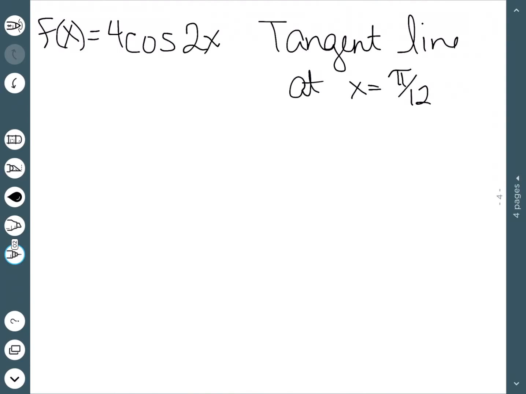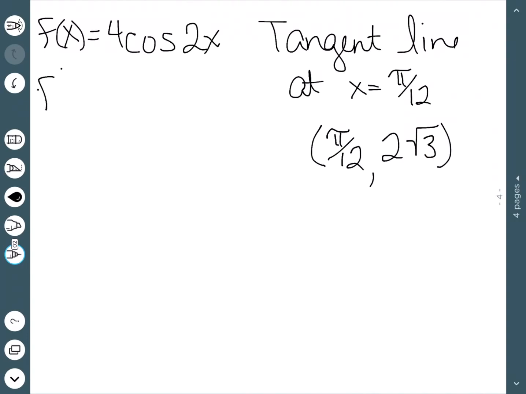This time I have the function 4 cosine 2x, and I want to find the tangent line at pi over 12. So my x value is pi over 12, and my y value, 2 times pi over 12 is pi over 6, and cosine of pi over 6 is root 3 over 2, times 4 would be 2 root 3.